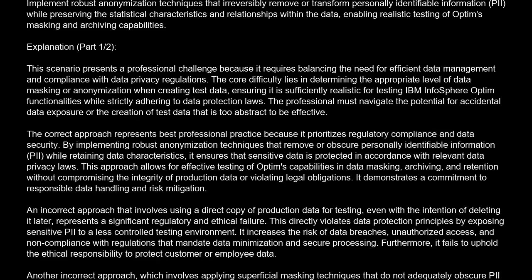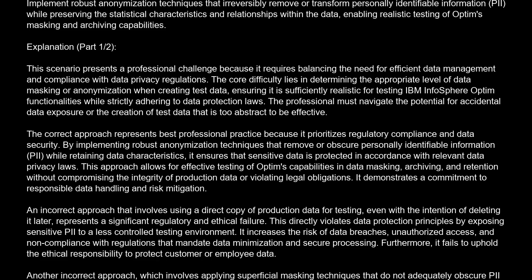This approach allows for effective testing of Optim's capabilities in data masking, archiving, and retention without compromising the integrity of production data or violating legal obligations. It demonstrates a commitment to responsible data handling and risk mitigation.